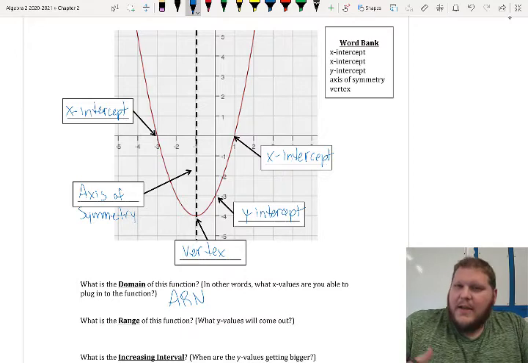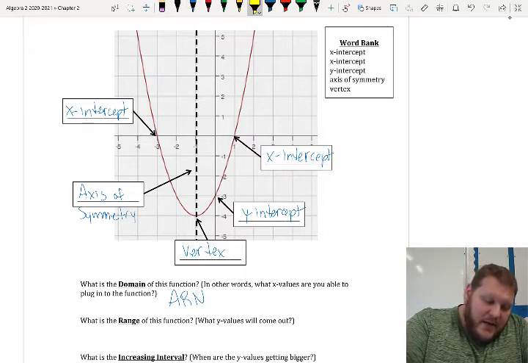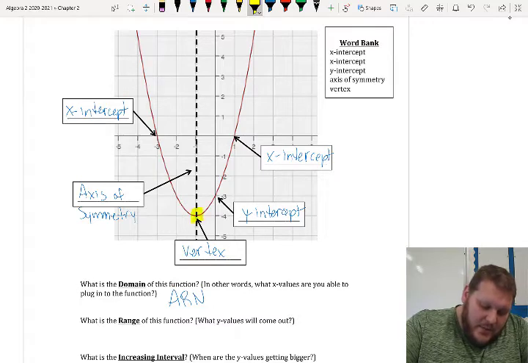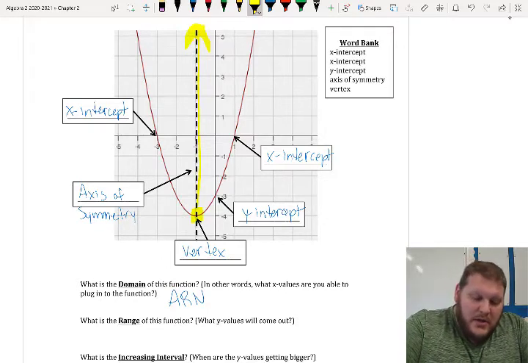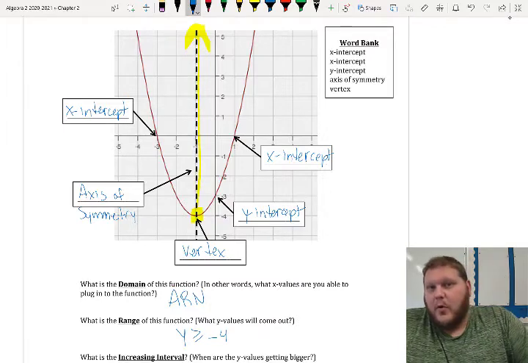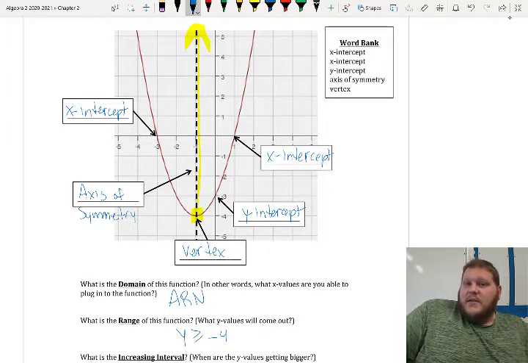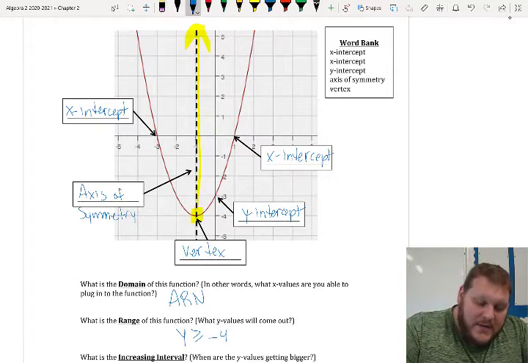For my range, again, what my y values are, if I look at it in terms of the heights, I have my lowest point being -4, and I go all the way up as high as I want to. That even continues on further beyond just what I see on my graph. So the way that I would describe that, my range has a smallest value of -4, which means all of my y values have to be -4 or bigger. So y is greater than or equal to -4 would be my range. And that's always going to be the case.